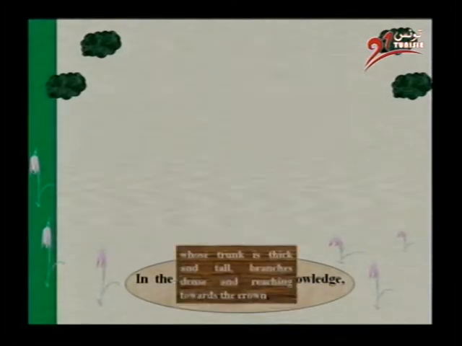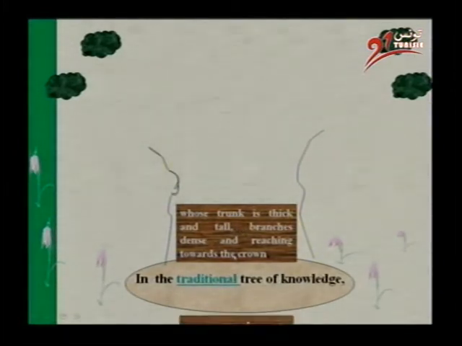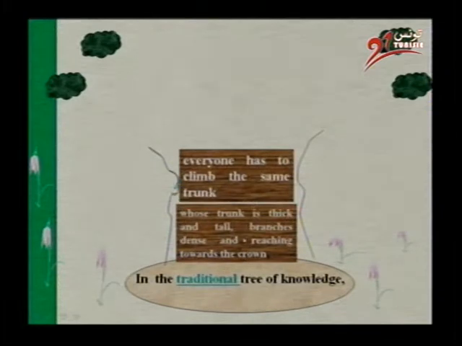Let's discover together. In the traditional tree of knowledge, whose trunk is thick and full and tall, branches dense and reaching towards the crown, and whose here, of course, refers to the tree of knowledge. In this tree of knowledge, we have a trunk that's thick and tall, like this one. And we have branches here, and everyone has to climb the same trunk.